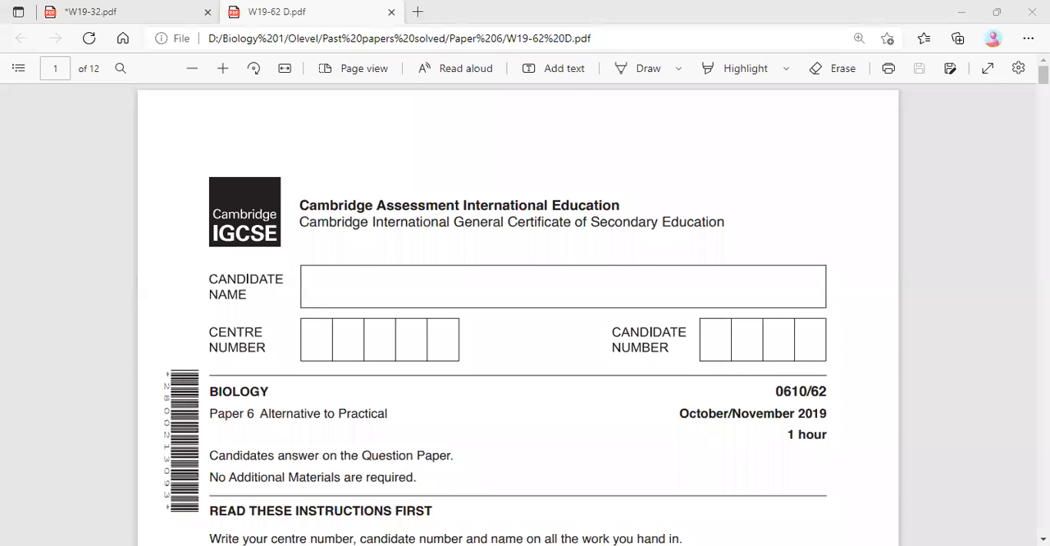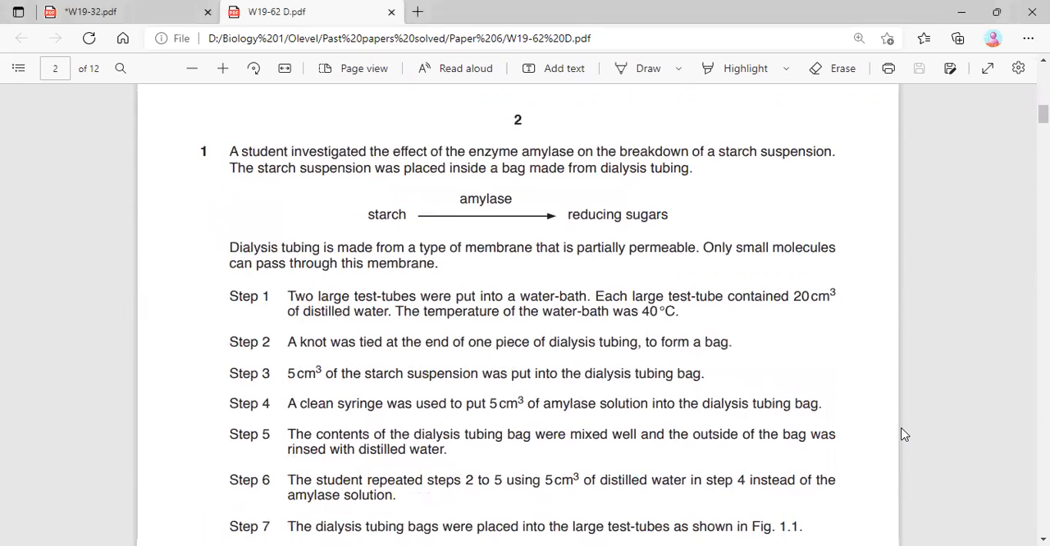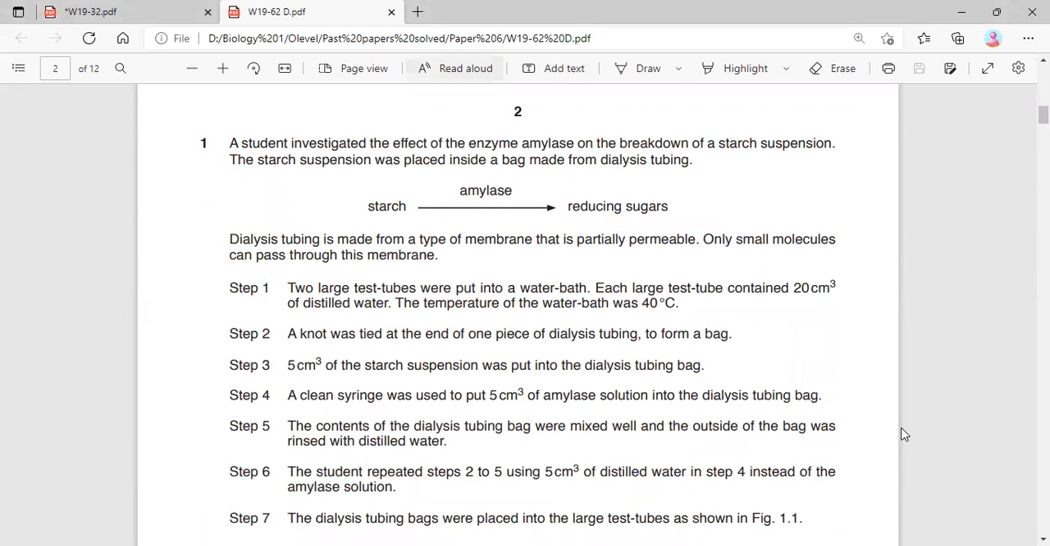Okay, November 19, paper 6, variant 2. Let's read together. A student investigated the effect of enzyme amylase on the breakdown of starch suspension. The starch suspension was placed inside a bag made from dialysis tubing. And then he gave you the equation: starch, using the amylase enzyme, changes into reducing sugar.